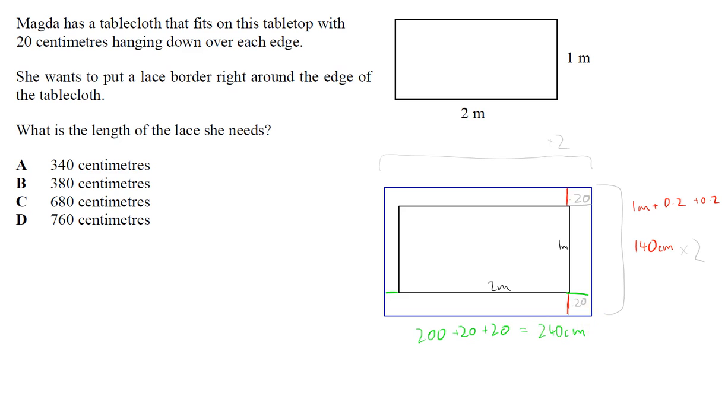Now remember, we have to multiply each of these by 2 to find the perimeter in the end. So what we get is 140 times 2, which is 280. And then 240 times 2, which is 480. And then we add them together. So 280 plus 480. And we get our final answer, 760, or our answer here, D.